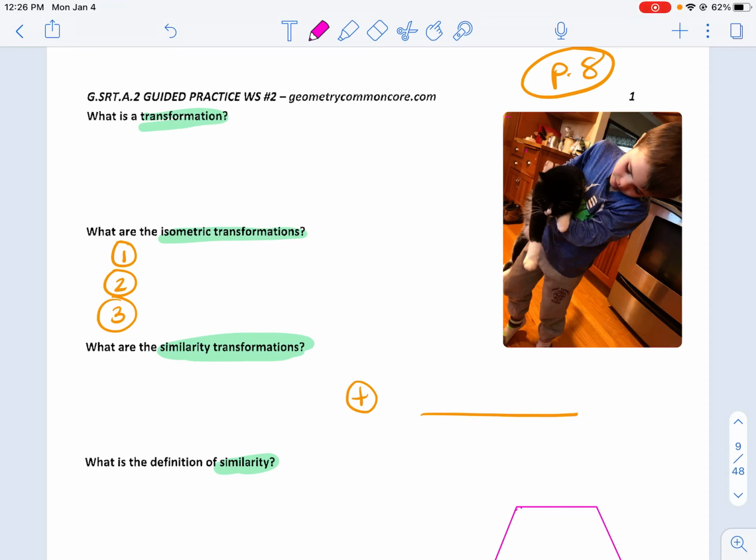To do a video with you on page 8 in our new similarity packet. If you could get that packet out. Again, if you don't have it, we've got to figure out a way to get it to you because there's a lot of graphs in this packet, so please be in touch with us.